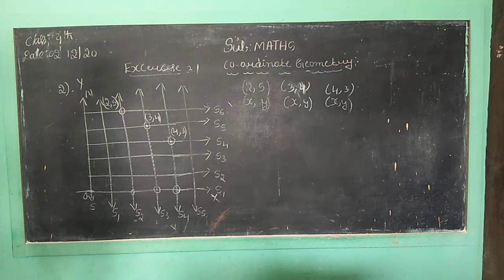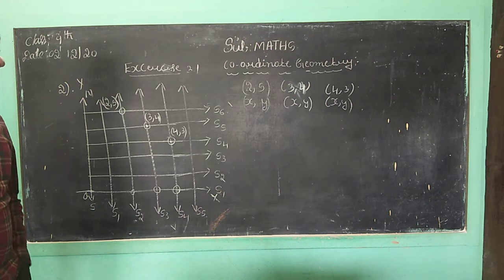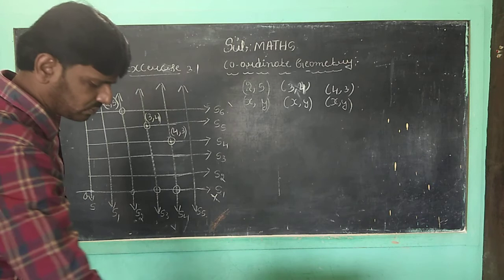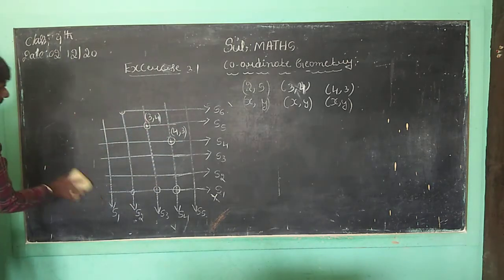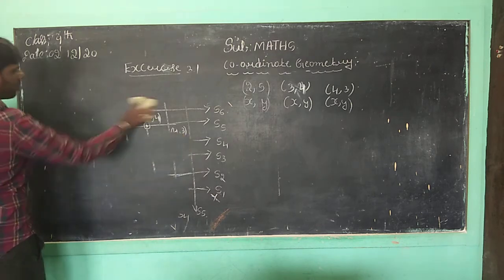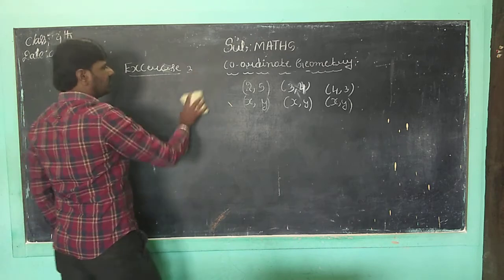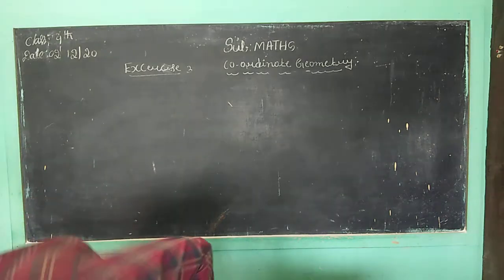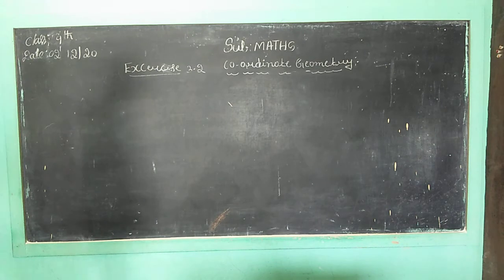Children, next we want to go to another exercise, exercise 3.2, children. It is also very simple. Now we want to discuss about that exercise 3.2. Children, can I rub this one? Okay, children. See that, children, what is that exercise 3.2? Very simple. See, children, what is that exercise 3.2 is first question.